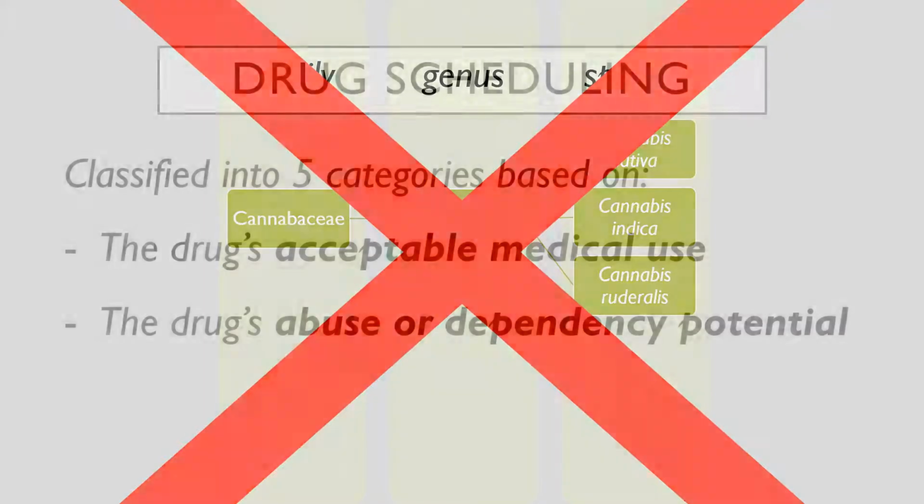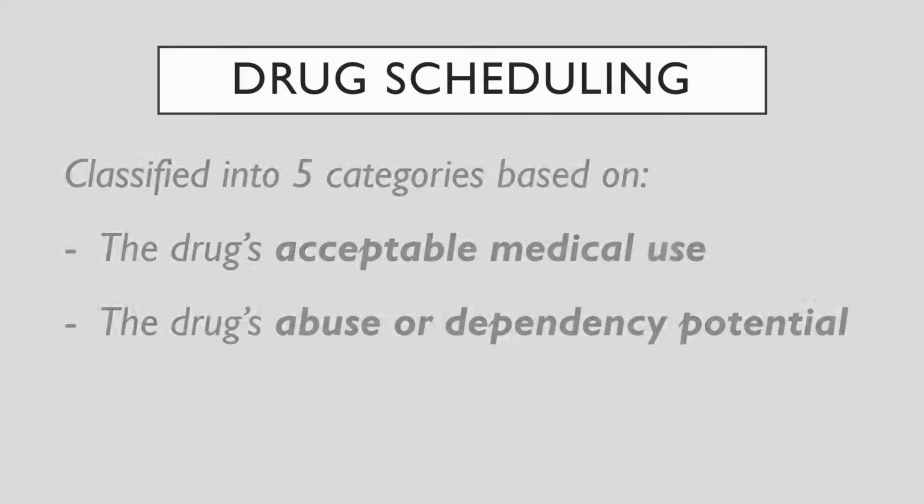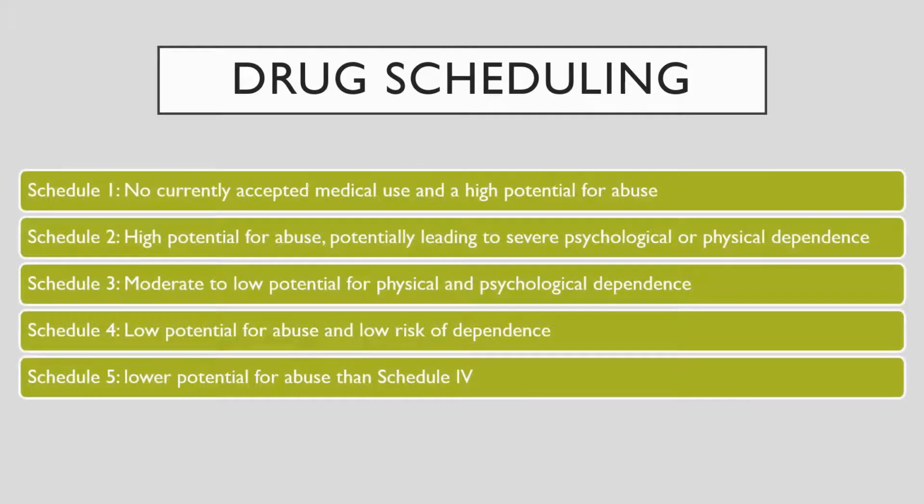Let's take a step back for a moment and look at drug scheduling, a concept you're all probably very familiar with. Just to remind everyone, according to the DEA, drugs are classified into 5 different categories based on the drug's acceptable medical use and abuse or dependency potential. Class 1 drugs have no acceptable medical uses and a high risk of dependency potential. Moving down the list, the risk for abuse and dependency is reduced. Schedule 4 drugs have a low risk of abuse and low risk of dependence. Let's briefly discuss some examples.